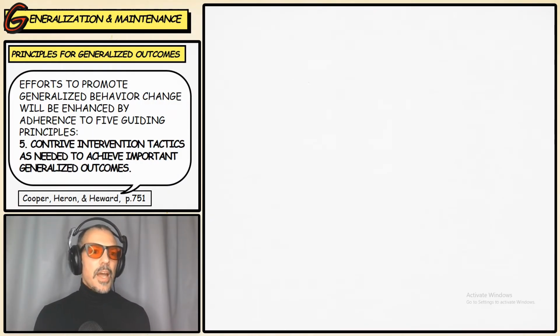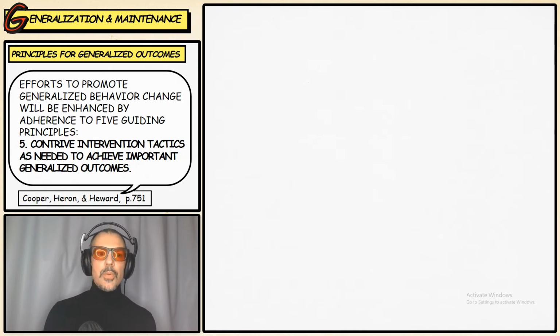All right, so step number 5, the 5th guiding principle. This one is probably going to shock you, given what we just learned in step number 4. But here we go. Step number 5 says to contrive intervention tactics as needed to achieve important generalized outcomes. So we just talked about not being intrusive. We just talked about minimizing cost and minimizing intrusion. Number 5 is basically saying you want to promote generalization with the least intrusive, least costly tactics possible, but you want to promote generalized outcome.